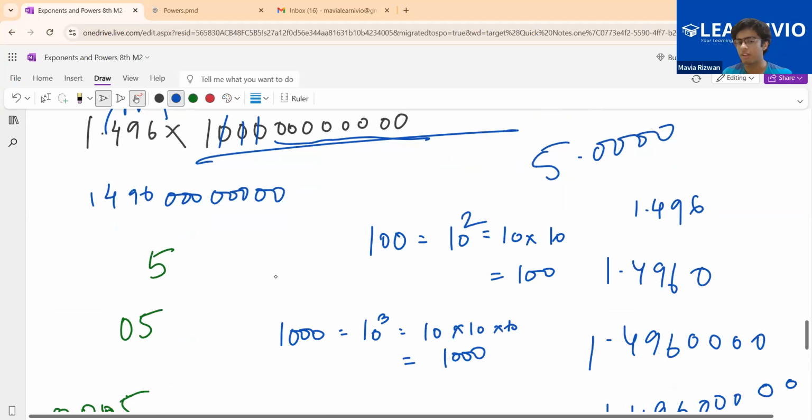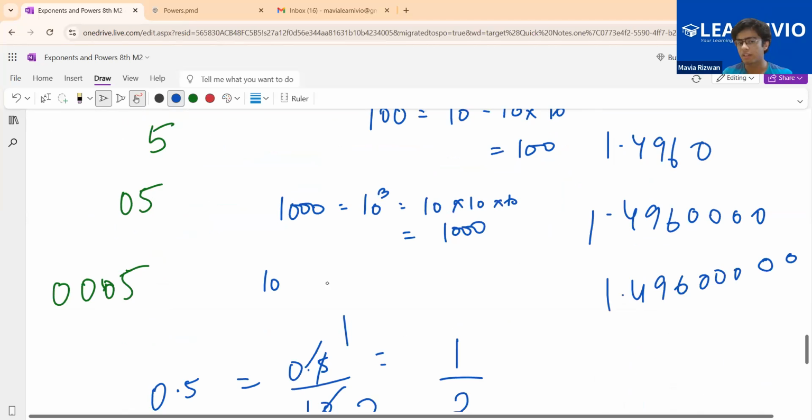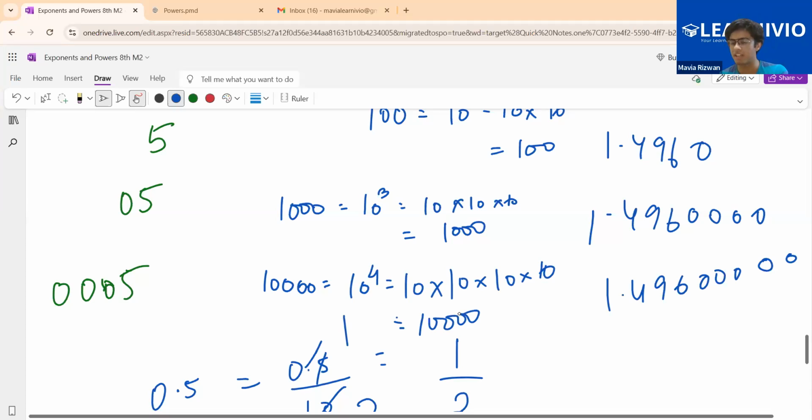Okay, Abu Bakar, can I write 10,000 as 10 raised to the power 4? Yes, I can. Why? Because 10 raised to the power 4 is equal to 10 into 10 into 10 into 10, basically 10 multiplied by itself 4 times. So that is 10,000. Now is this clear? Why are we putting it as 10 to a power? To make it short, to make it easy to say and write.